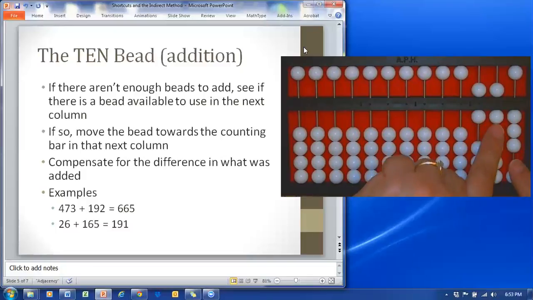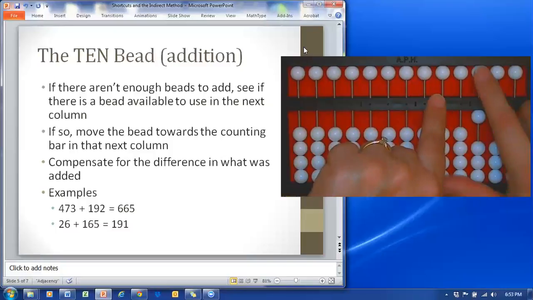In the ones column, I need to add 2, but I only have a single one down below to add. So I'm going to go up to that 5 bead first, and I can move that in. Now I've added 5, but I was supposed to add 2. So that was 3 too many. I'm going to compensate by removing 3 of those for an answer of 665.